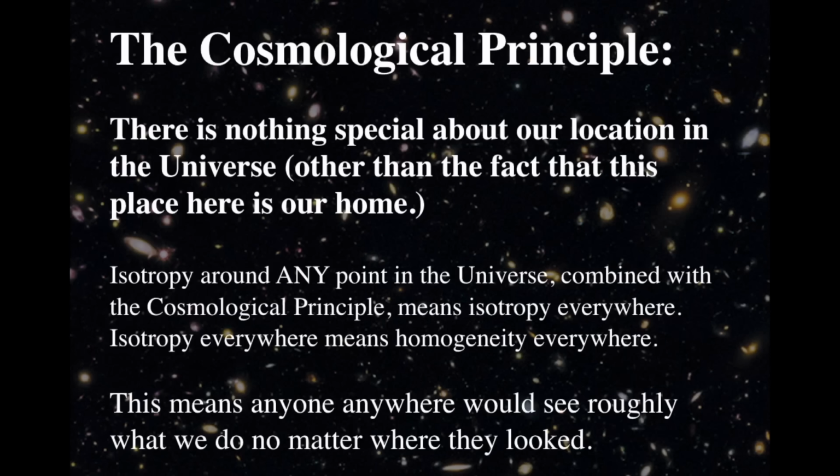All right. The cosmological principle implies isotropy, meaning looking the same in any direction that you look around any one point in the universe. Combined with this cosmological principle, it means that it's isotropic everywhere. Isotropic everywhere means homogeneous everywhere. It means it's the same stuff no matter where you go. And so homogeneous everywhere would mean that no matter where you were in the entire universe, you would see roughly what you do no matter where you looked.